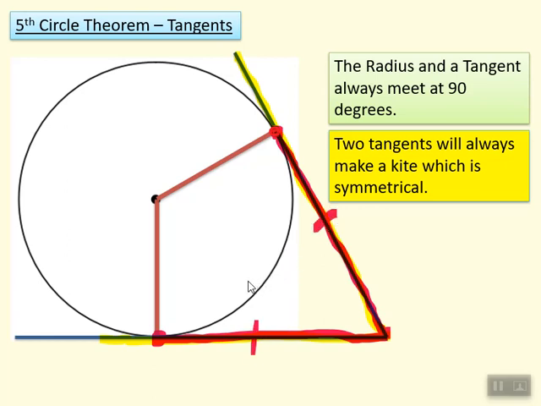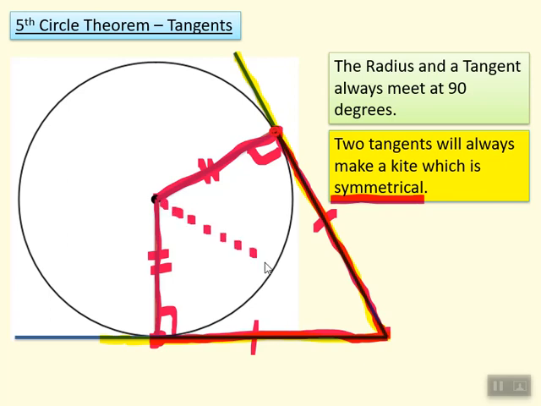So the distance from where the tangent meets the circle to where the tangents meet will always be the same length. Together with these two radii, that's a right angle, and that's a right angle. This shape is always a kite. A kite is symmetrical, and obviously this length is the same as that length because they're the radius. And remember, kites are symmetrical, so you can draw a line of symmetry like this through them.